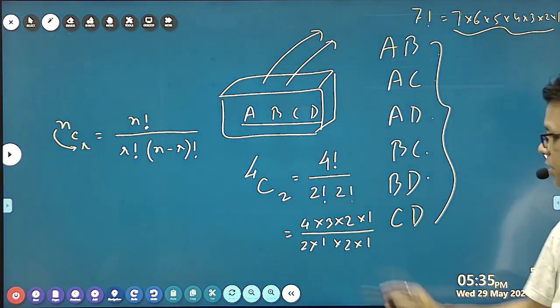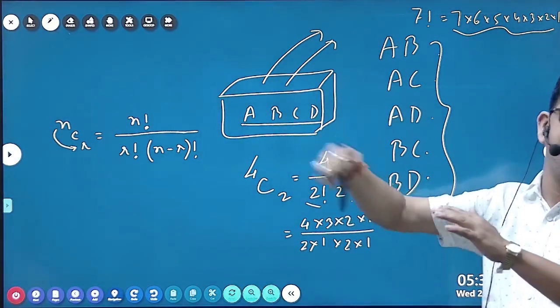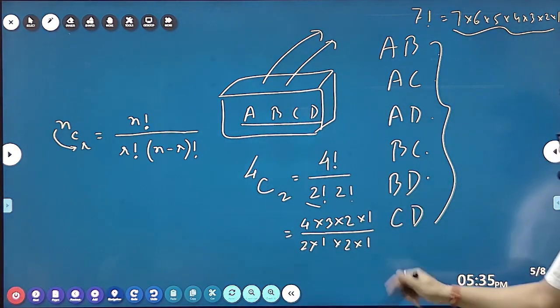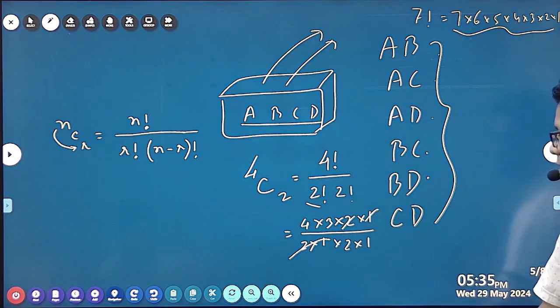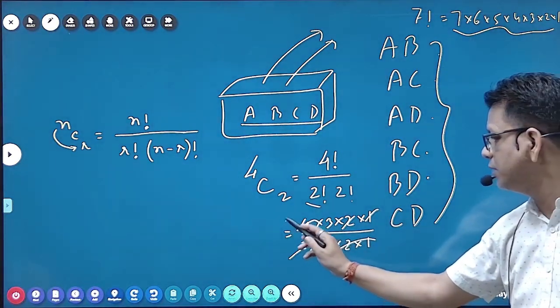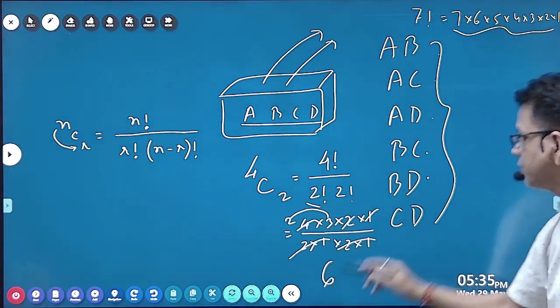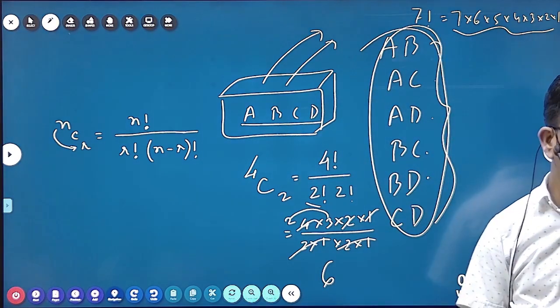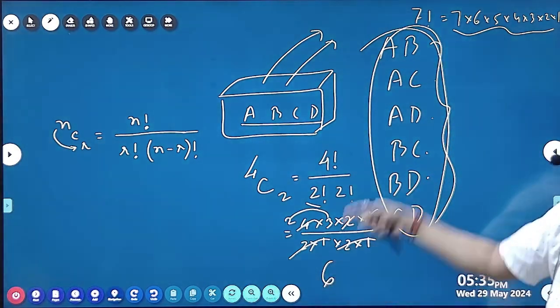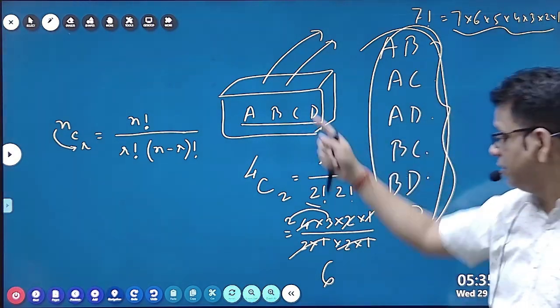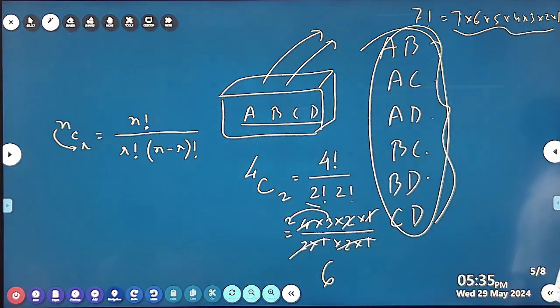Are you getting my point? So 2 and the remaining numbers in descending order. Now 2 ones are 2, 2 cancels, 1 cancels. So 2 3s are how much? This is 6. Yes or no? So as I showed manually, here with the formula also, we got a total of 6 arrangements. Manually we could do it only because there were just 4 cards.